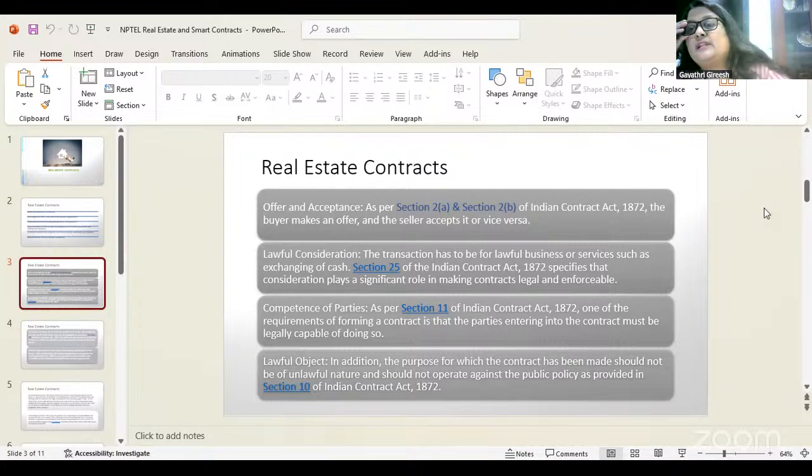So Section 25 of the Indian Contract Act says that when you are a potential purchaser or a potential seller, your lawful consideration makes a very important aspect of a real estate contract and real estate transaction.